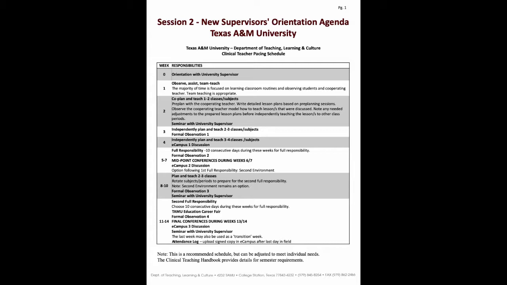Look at the second full responsibility at the bottom of the pacing schedule. Second full responsibility consists of 10, hopefully consecutive days during weeks 12 and 13 or weeks 13 and 14. Again, be flexible. Let the cooperating teacher determine what will work best in his or her classroom. The final conference is best conducted sometime during weeks 13 or 14.